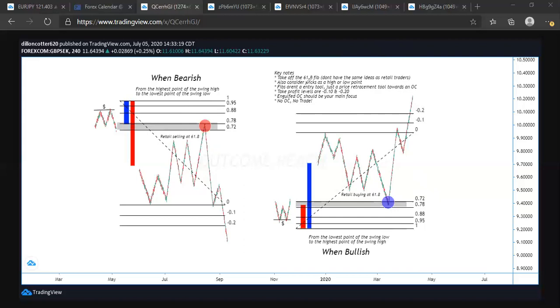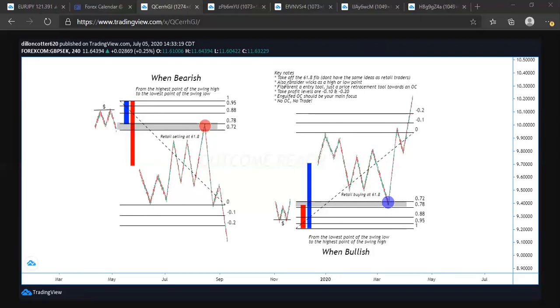So more key notes that you can take from this is, also consider wicks as a high or a low point, right? Just as we mentioned in the beginning of the video, sometimes your point of interest will just have a body. Other times your point of interest will have a wick, maybe wicks in that area. Use that too, because at one point this wick was a high. At one point, this wick was a low. So consider the wicks as a high or a low point as well.